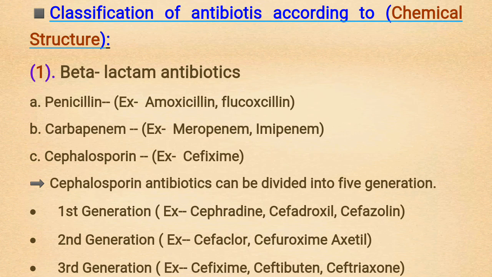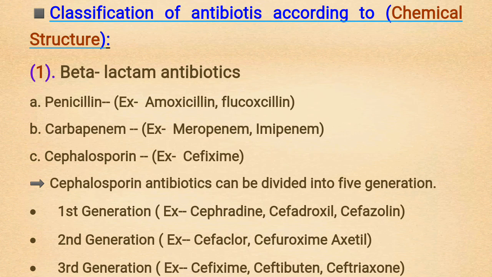Number 1, beta-lactam antibiotics. They can be divided into 3 categories. Number A, penicillin. Example, amoxicillin and flucloxacillin. Number B, carbapenem. Example, meropenem and imipenem. Number C, cephalosporin. Example, cefixime.